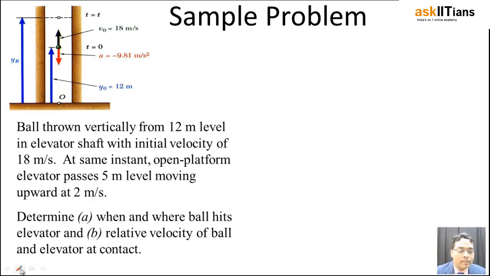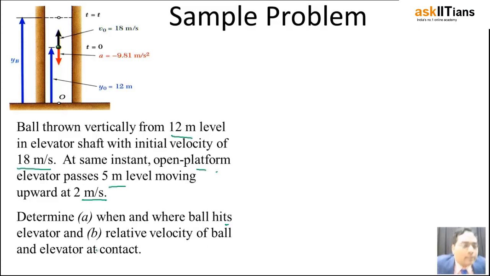Now let's try to understand this with a problem. Let's say a ball is thrown vertically from a 12-meter level in an elevator shaft with an initial velocity of 18 meters per second. At the same instant, an open platform elevator passes the 5-meter level, moving upwards at a speed of 2 meters per second. Determine when and where the ball hits the elevator, and the relative velocity of ball and elevator at contact.